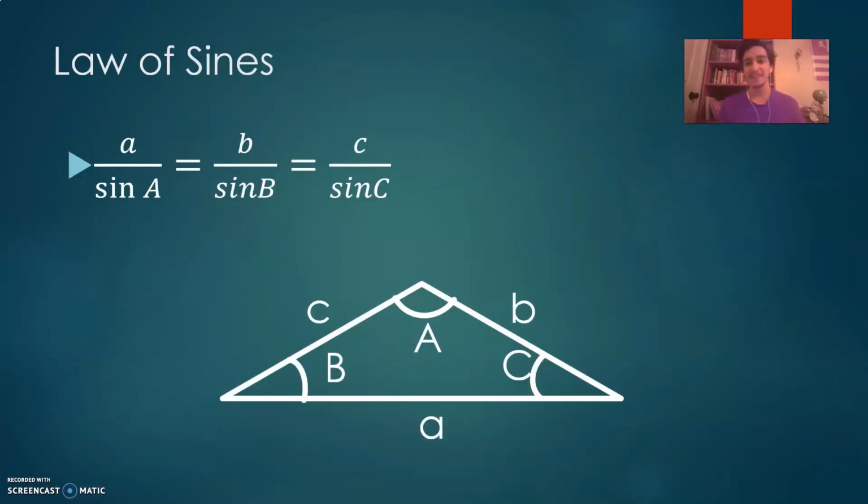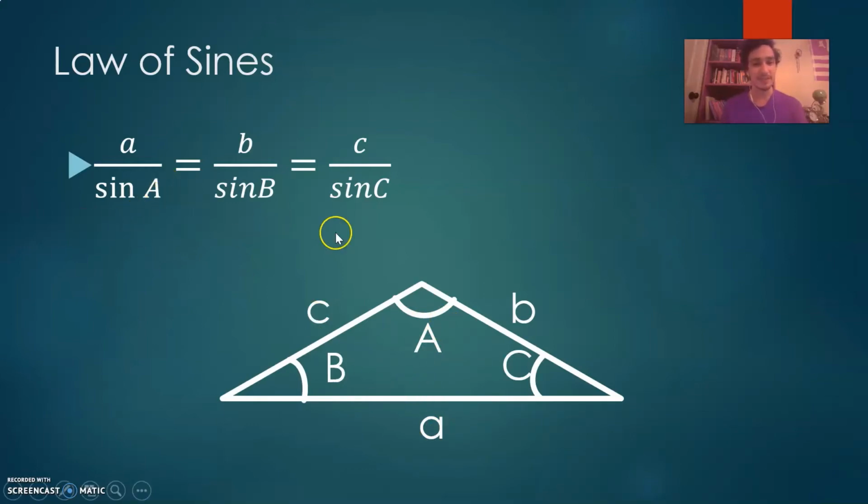So now we're going to discuss the law of sines. The law of sines shows us the relationship between angles and the sides of a triangle. Unlike SOHCAHTOA and the Pythagorean theorem, the law of sines can be used for any triangle. It doesn't have to be a right triangle. In this diagram, you can see that we have the lowercase letters representing the side lengths and the uppercase letters representing the angles. So lowercase a is the side opposite to angle A, and then the same for B and C.